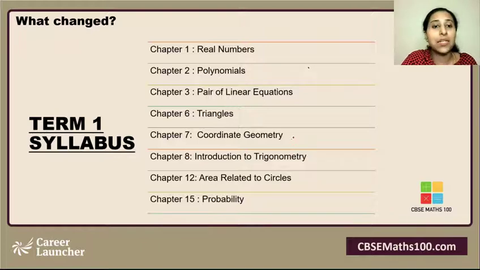Coordinate geometry, you have a deleted portion. Introduction to trigonometry, a few parts are deleted. Areas related to circles, again, a little part deleted. Probability, the complete chapter is there. So these are the chapters which are going to be tested for you in Term 1.